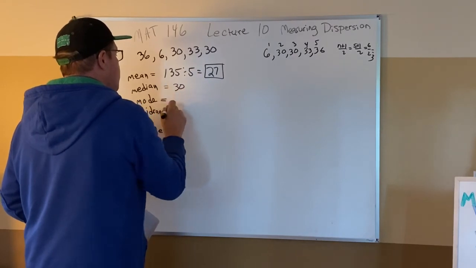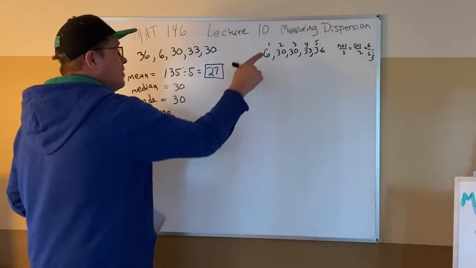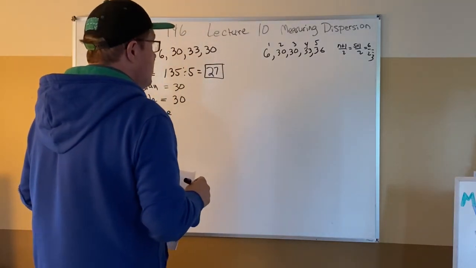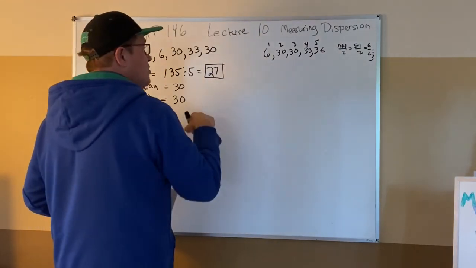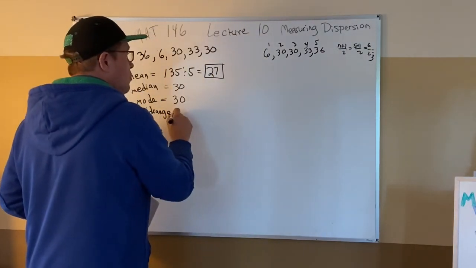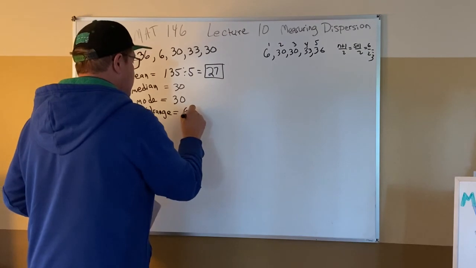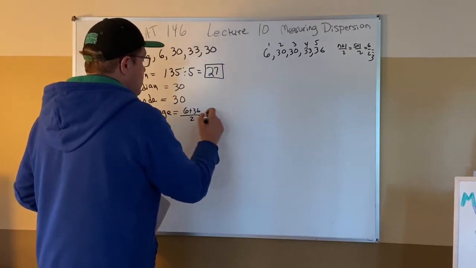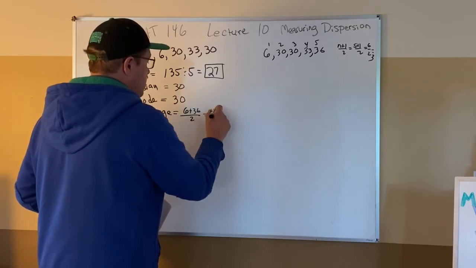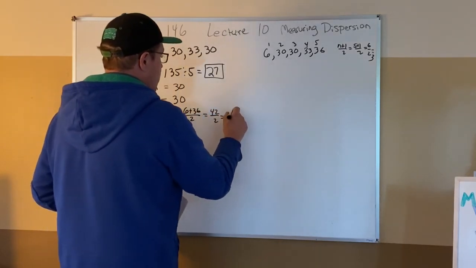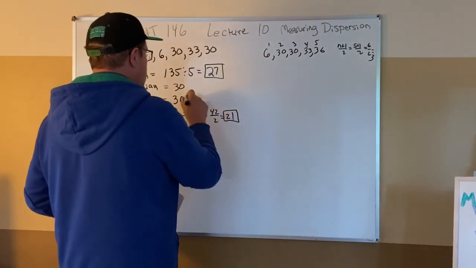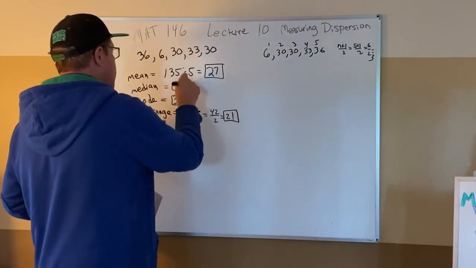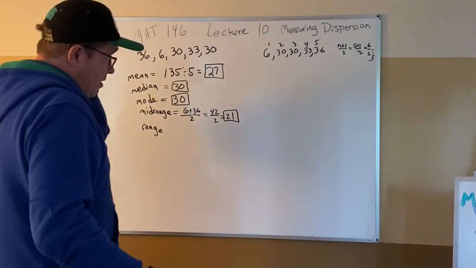What happens the most frequently? Also 30, which happens up there twice. And the mid-range would be when we average the extremes. We would take this value of 6 and 36 and average them together. So then we'll get 42 over 2 for 21. And all those are trying to find where the middle of the data is, or at least something about the frequency of the occurring of the data.